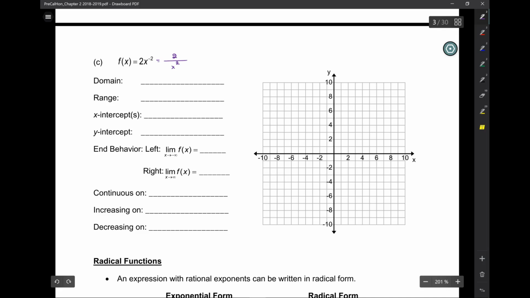Let's think about this for a minute. Let's think about the domain. Is there any value of x that you can't plug in here? 0. So x can't be 0. That means everything from negative infinity to 0 is okay, and 0 to infinity. So x can't be 0. So here, there is a vertical asymptote.